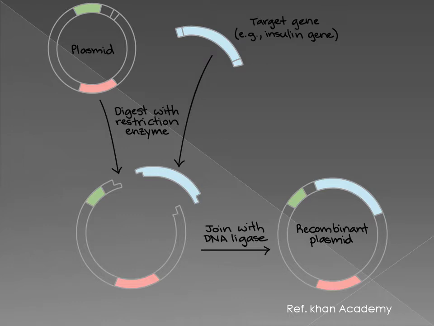So here you can see a plasmid. It is from one organism, and you can see a sequence or a fragment of DNA, that is the target DNA. It is nothing but an insulin gene. This plasmid digests that particular fragment from the one host with the help of restriction enzyme and transfers it to the host or another organism. So that joins this fragment with the help of DNA ligase.